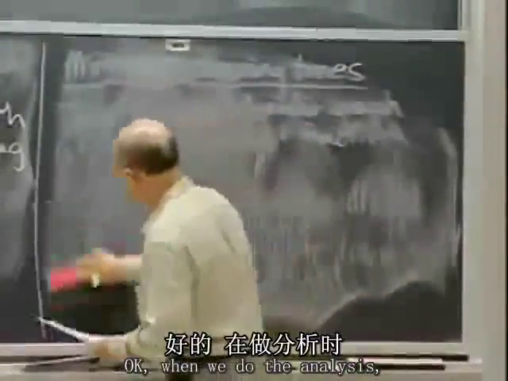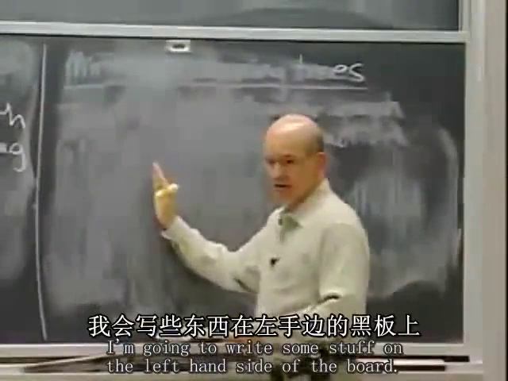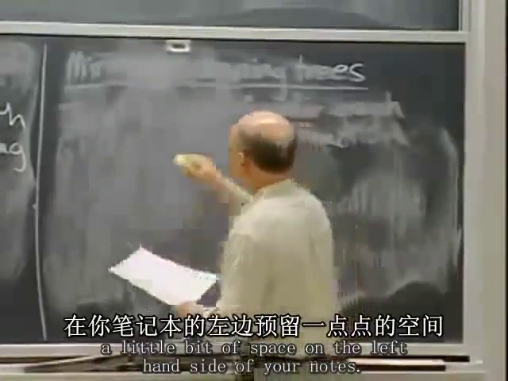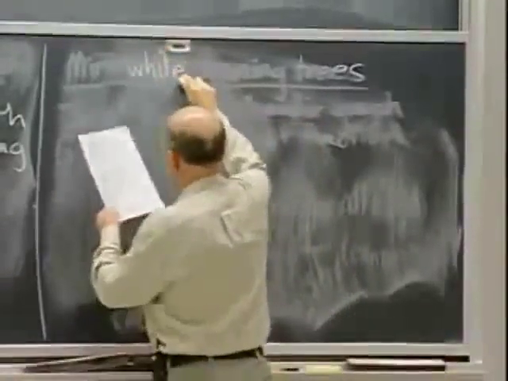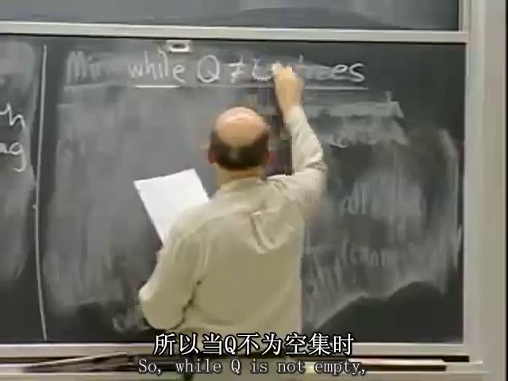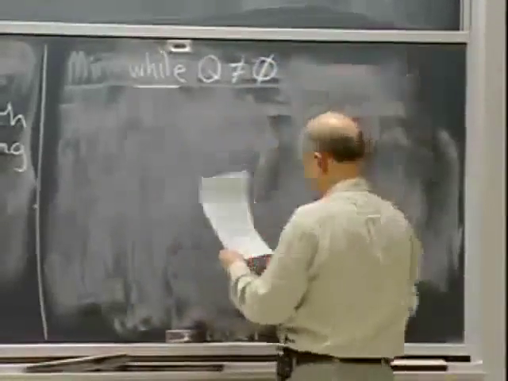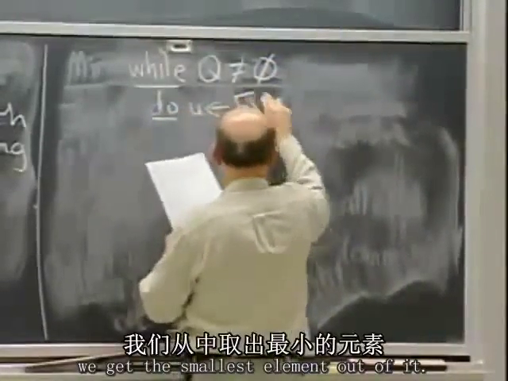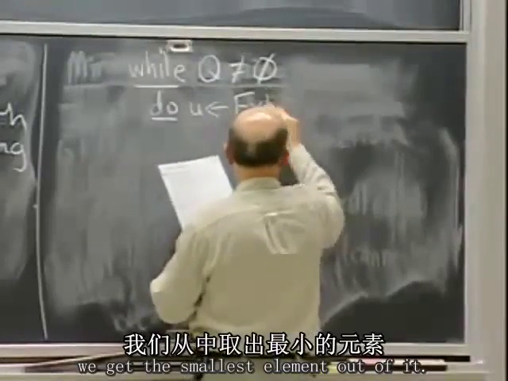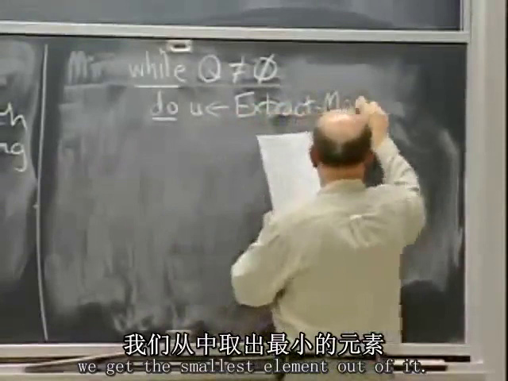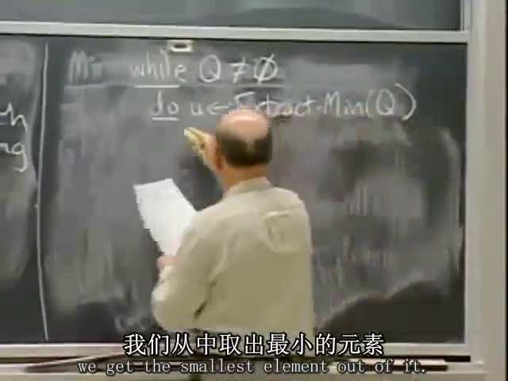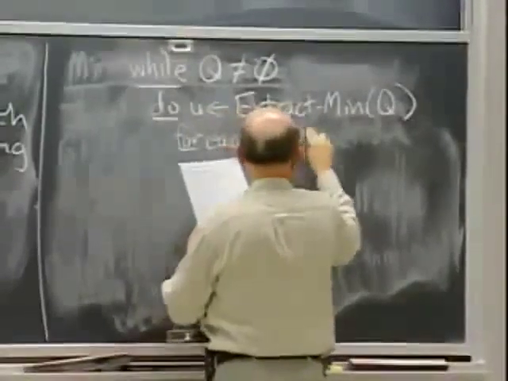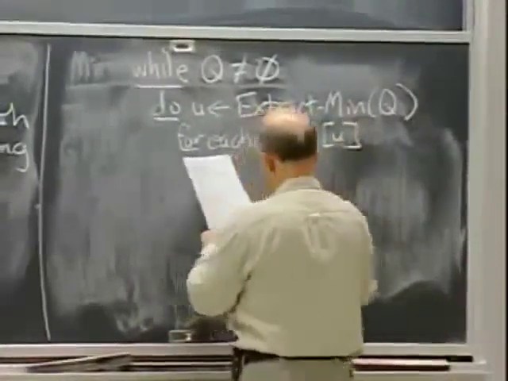When we do the analysis, I'm going to write some stuff on the left-hand side of the board. So if you're taking notes, you may want to also leave a little bit of space on the left-hand side of your notes. So while Q is not empty, we get the smallest element. And we do some stuff.